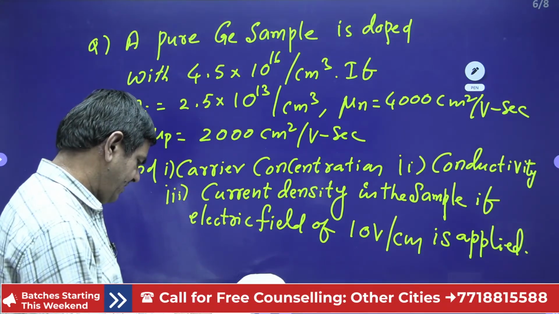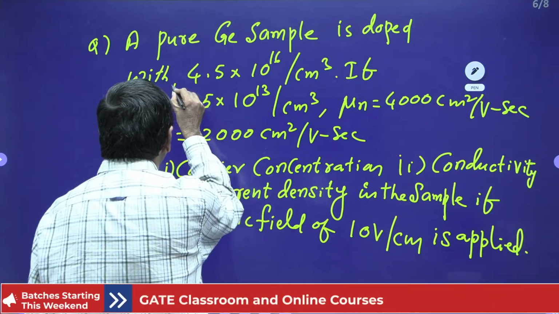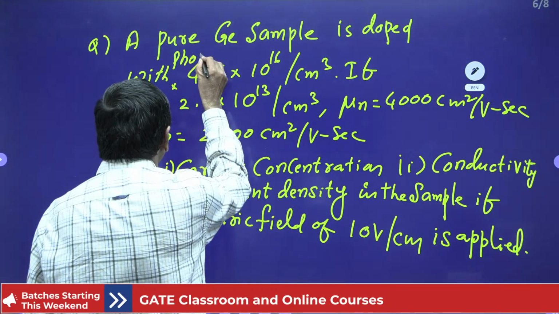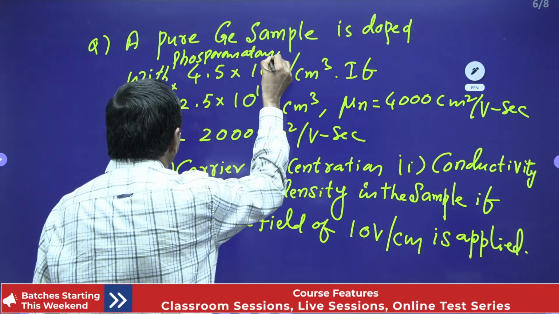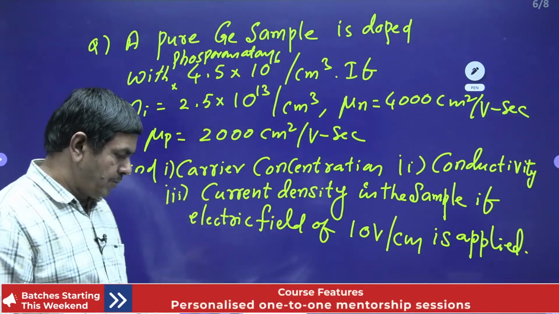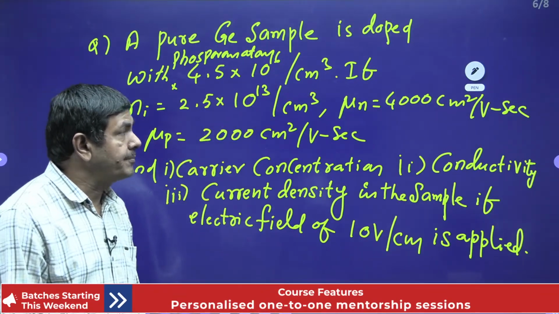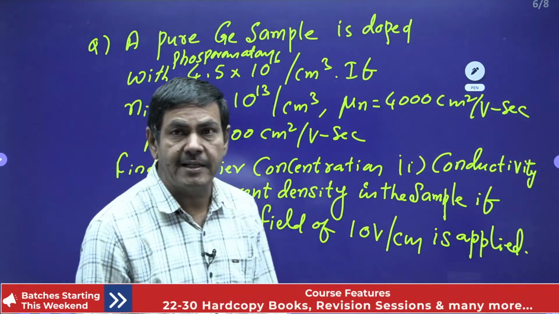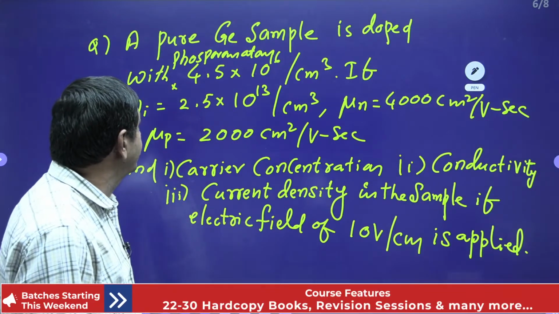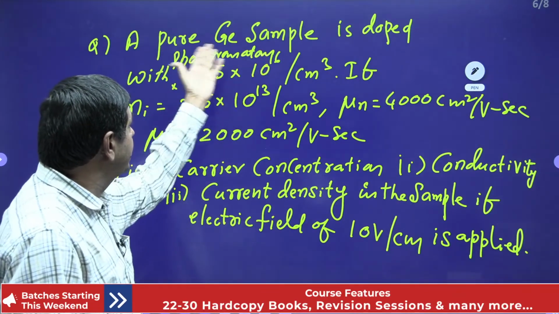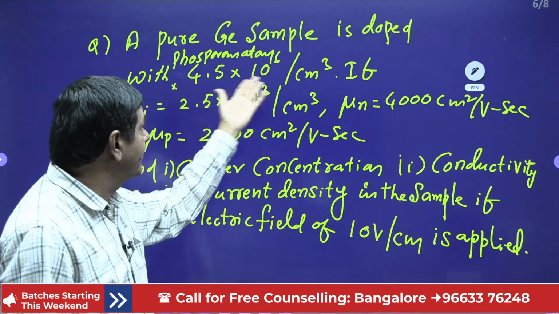Doped with what? Doped with phosphorus atoms. That's very important. Phosphorus atoms only are doped here. Understand now? That is given as 4.5 × 10^16 per cm³. Otherwise, if it were not specified that it is phosphorus, we could not understand whether it is n-type or p-type. Anyhow, it is a pure germanium, meaning it is an intrinsic semiconductor. It is doped with phosphorus 100%. It is a pentavalent atom.